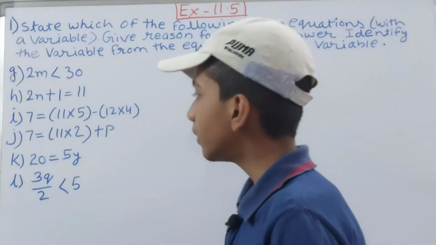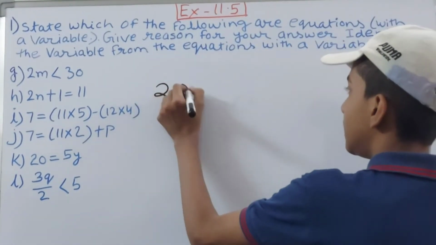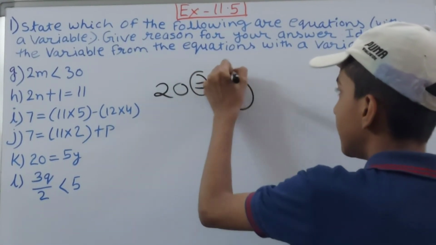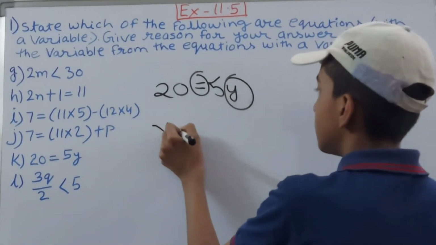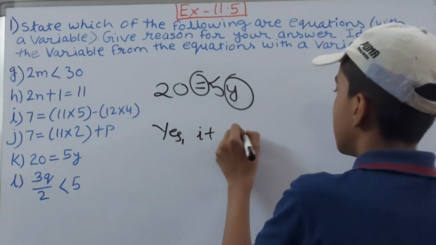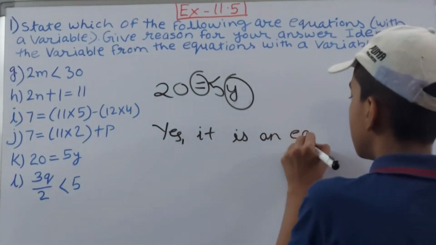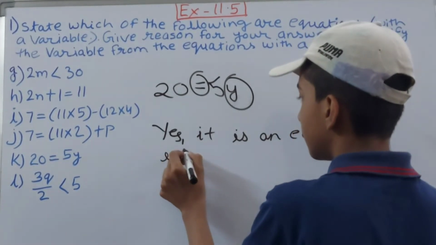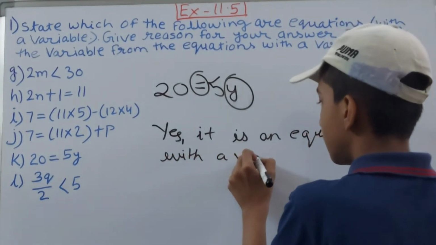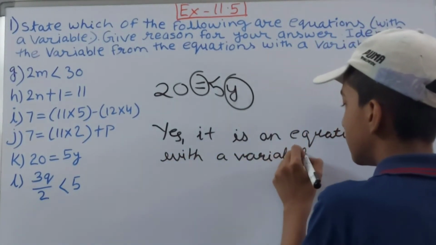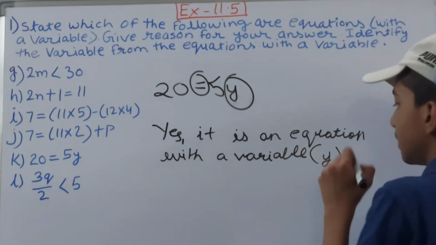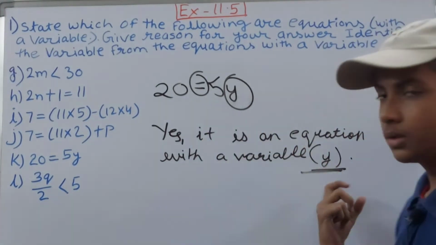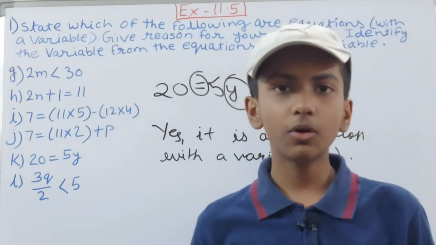Friends, let's move on. So this is the k part, 20 is equal to 5y. Again you see, we have this equal to sign and this variable y. So again you can say yes, it is an equation, okay, an equation with a variable, and that variable is y here, right? So you have to write the variable also. It is mentioned in the question that it is asking the variable, so write the variable as well. Let's move on to the next part.